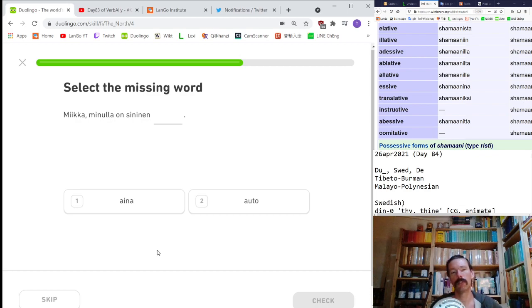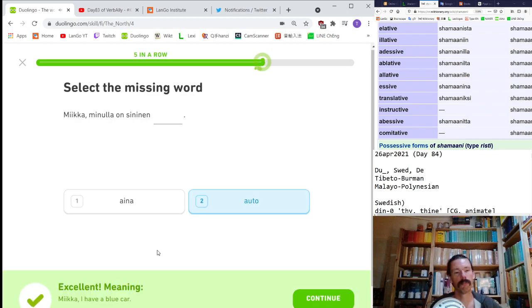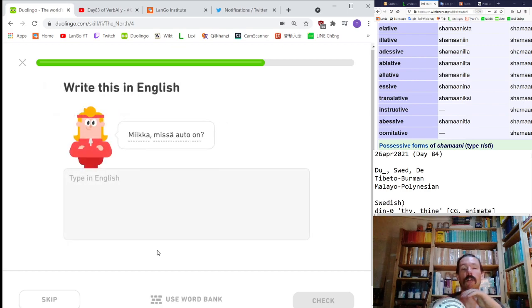Is that a Chinese car? Blue car. That's close. Sininen. So I wonder if the root there is sin or sini or what. But inen, I think, would be the best candidate for the basic shape with the suffix. Sininen auto, blue car. Miikka, missä auto on? Where is the car, Mika?